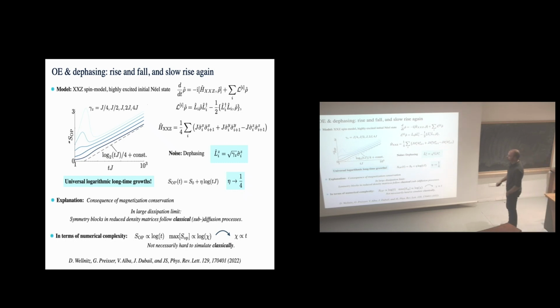What this tells you is that if you want to simulate this on a computer, the hard part is to get over this initial peak. And then once you're there, you go down, and you still have some correlation build up at long times, but it's kind of classical, so it goes only logarithmically.